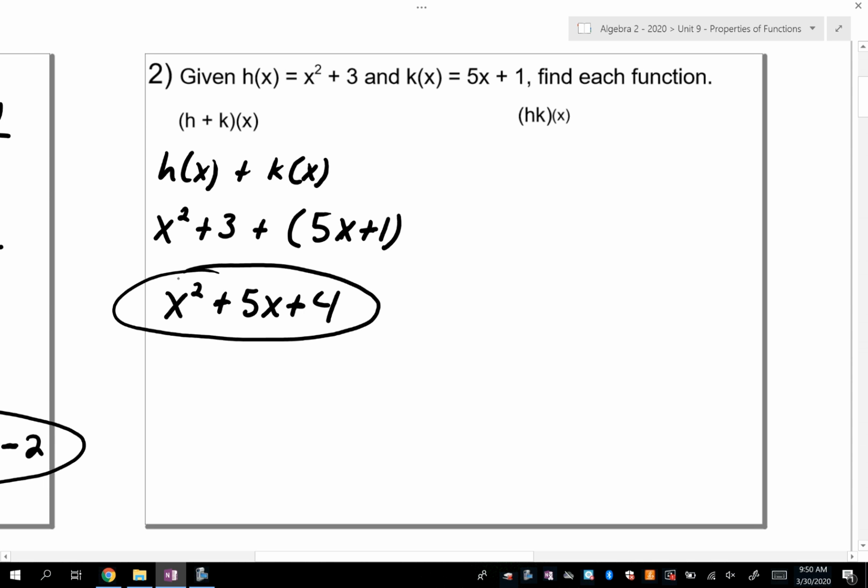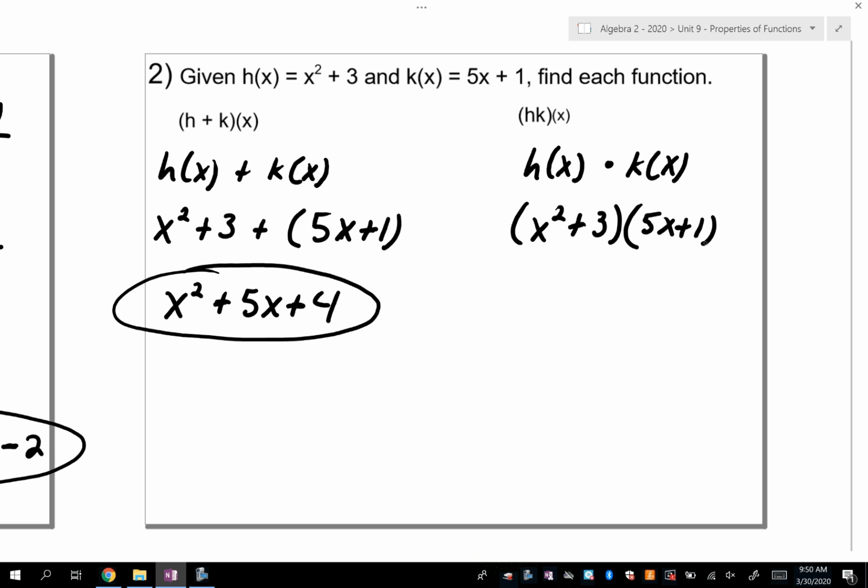All right, so for the next one, multiplication, since we don't have a sign in between, we have h of x times k of x. I'm going to write down both in parentheses this time: x squared plus 3 times 5x plus 1. And I'm going to distribute. You can use FOIL if you'd like, since we both have binomials. So x squared times 5x is 5x cubed.